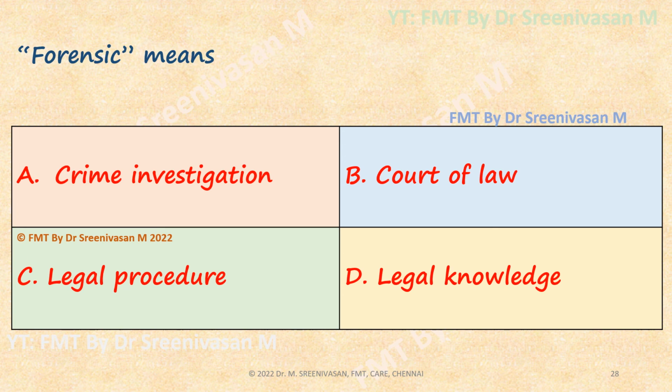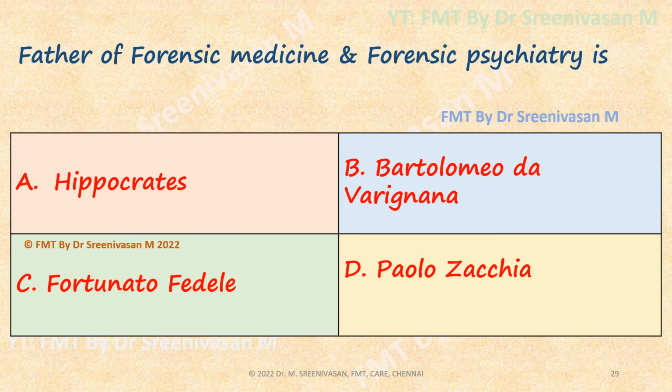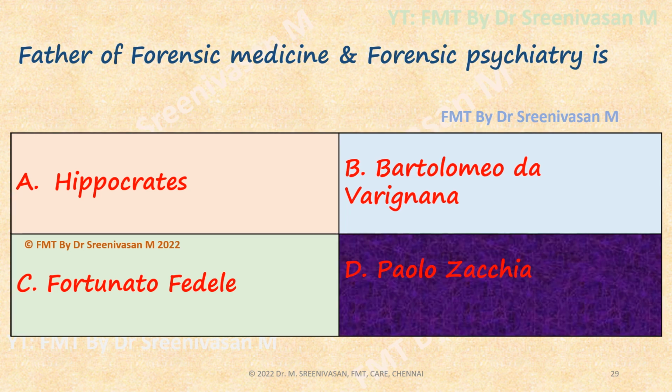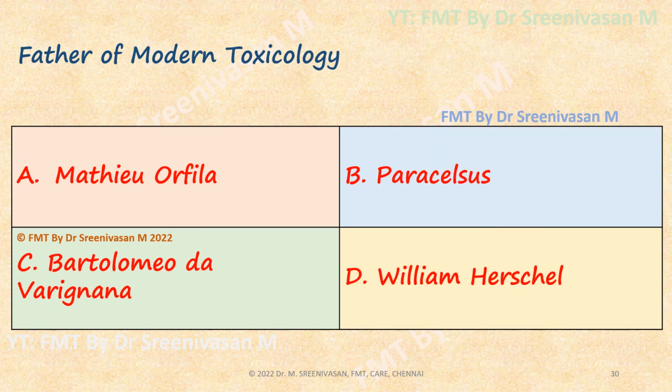Forensic, the term, means crime investigation, court of law, legal procedure, legal knowledge. As you have seen in the beginning, forensic means the forum, which we can say is connected with the court of law where legal matters are discussed. Father of forensic medicine and forensic psychiatry: he is nothing but Paulo Sacchia. Whereas Bartolomeo da Varignana, I think you remember what he has done, and Bulkley, these are all other people. Whereas Paulo Sacchia is considered the father of forensic medicine and forensic psychiatry. This is a very important MCQ, often comes in the university exam.